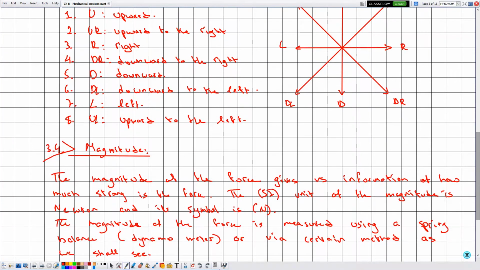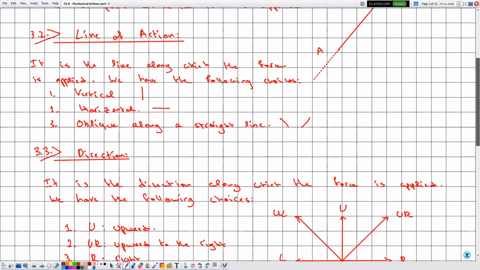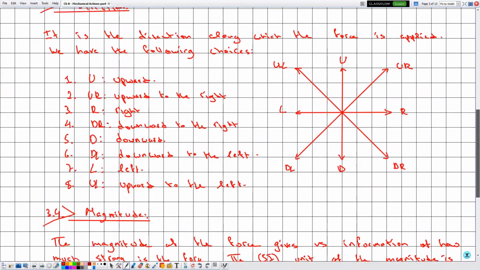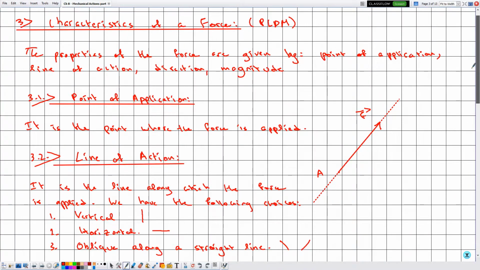So these are the 4 properties of the force given by the point of application, the line of action, the direction, and the magnitude. And now, as for the characteristics, the classification of the force, which is acting at a distance or contact force. Now, later on, we will see that it will play a crucial role in specifying the point of application. But here also, let me say that the line of action is represented by this dotted line.